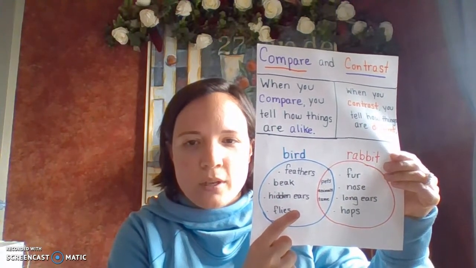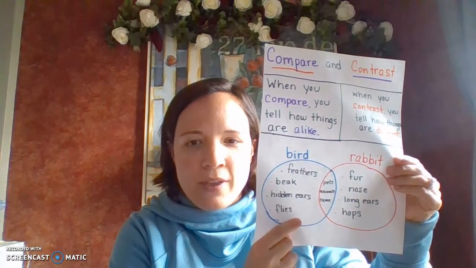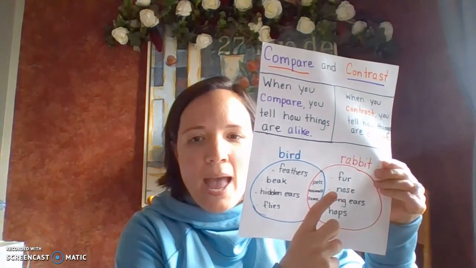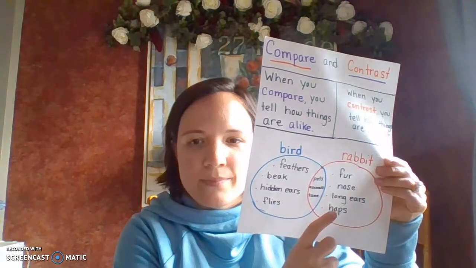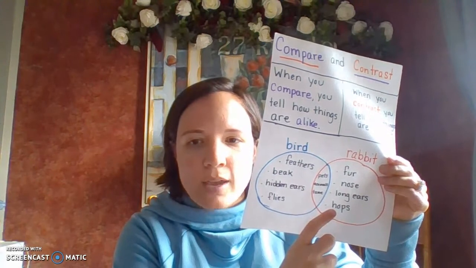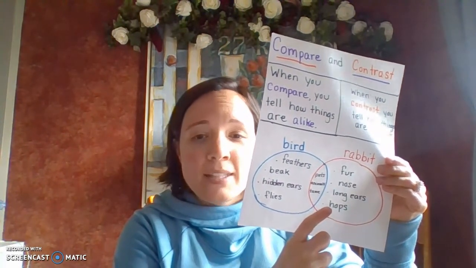talks about birds. It says birds have feathers, they have beaks, they have hidden ears, and they fly. Now the red talks about rabbits. So rabbits have fur, they have a nose, they have long ears, and they hop. So that's how they are different.